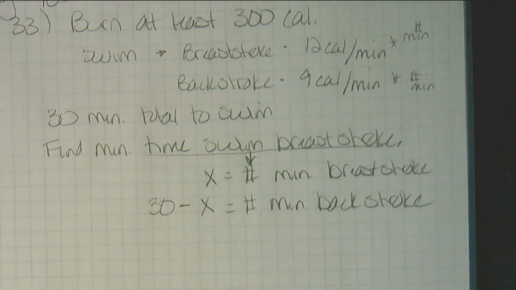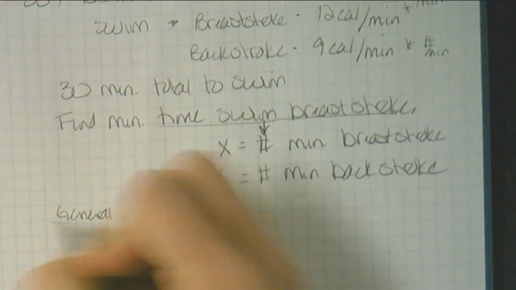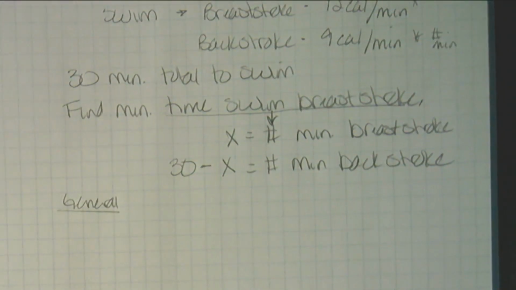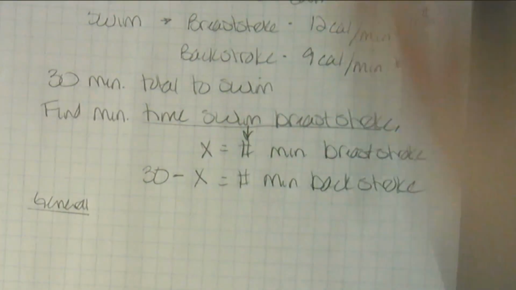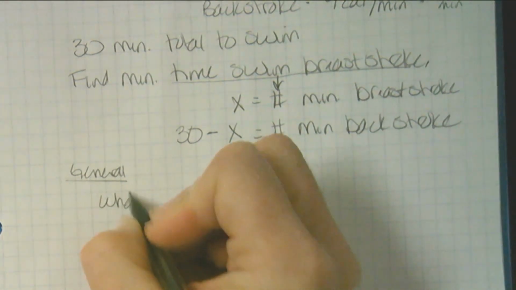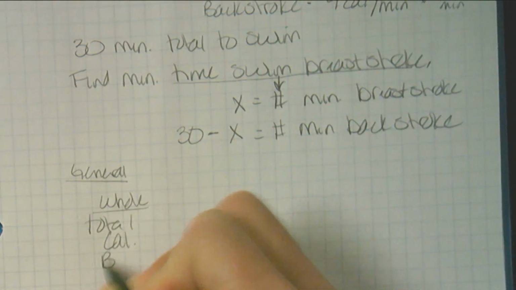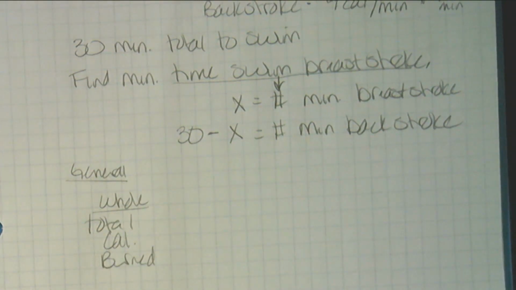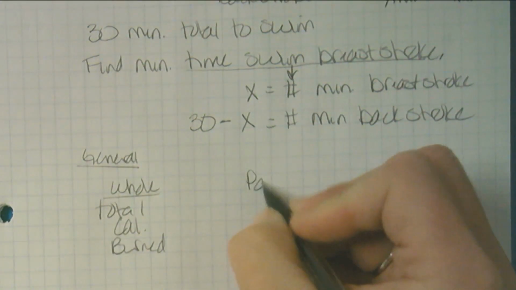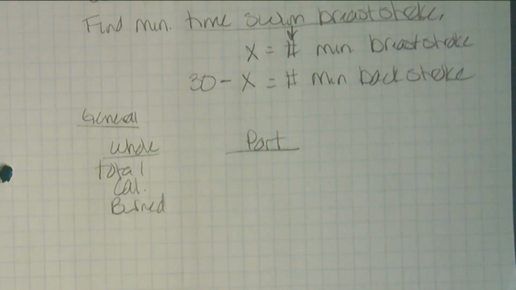Okay, so now I'm going to write my general game plan. Here's my general one. You don't have to have a general, but when we have a lot of stuff going on, a general can be helpful. All right, so my whole is my total calories burned. How am I burning calories? In general, how am I burning calories?